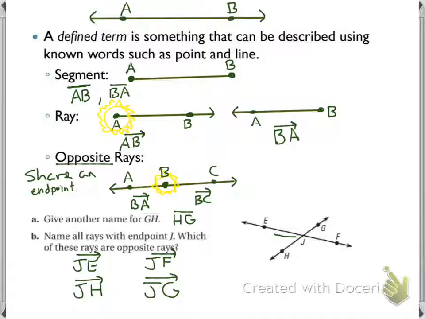Now, which of those are opposite? Which of them form a straight line? Well, let's pick one. Let's look at JE. Now, JE goes in the opposite direction as JF. Together, they form that straight line, EF. Now, JH and JG also go in the opposite direction, so they would also be our opposite rays.